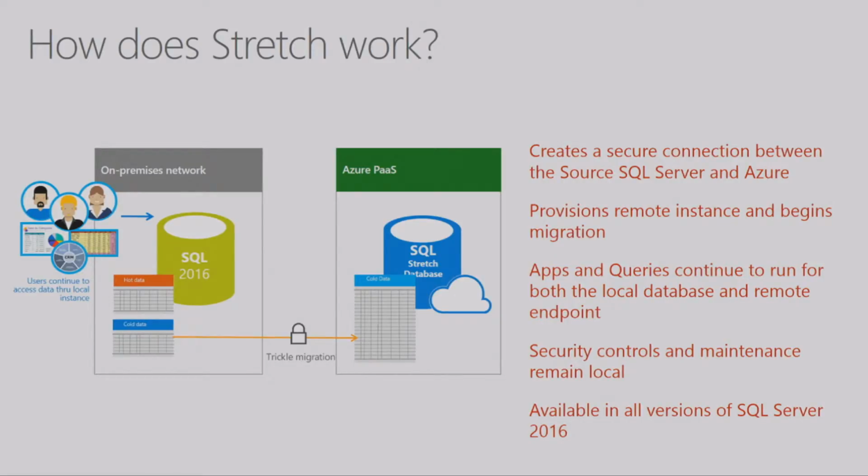We begin this trickle. While it's trickling, your end users are completely unaware of it. It doesn't impact your queries. You're still querying the local table. All access to the data is controlled through the local table. All policies, everything is still controlled through the local table. Your users aren't accessing the data directly in the remote instance. So everything continues to work. Your apps continue to work. Your queries continue to work. You don't have to change any of your apps to suit Stretch database.